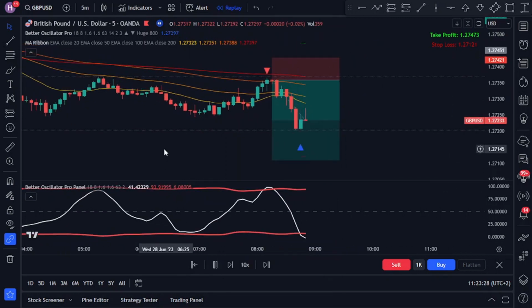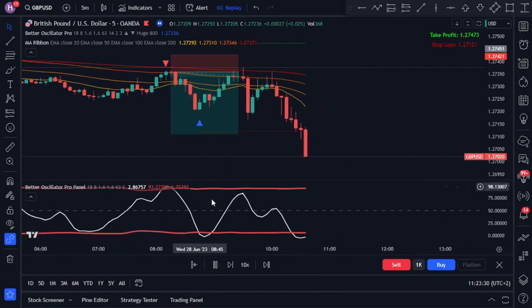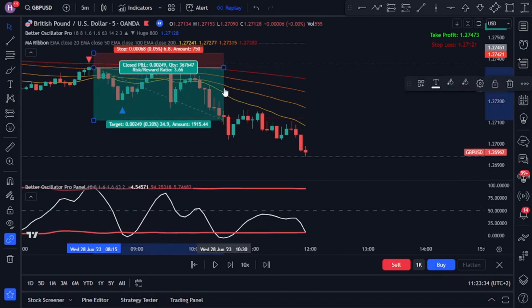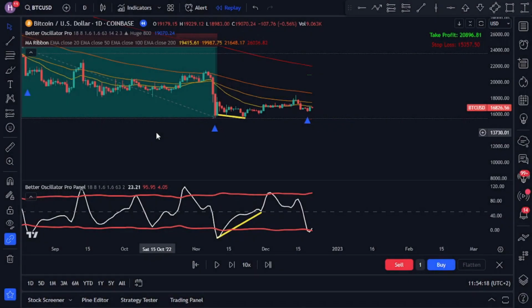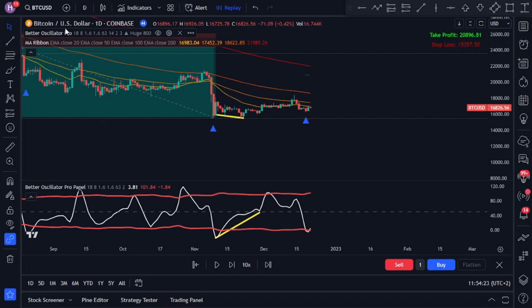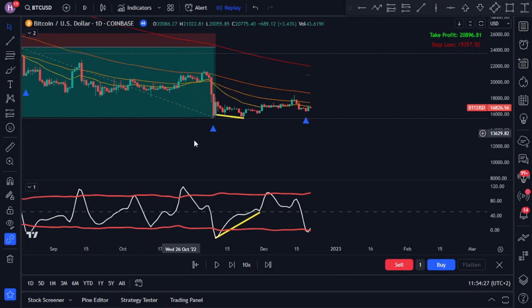Now, let's delve into another way of using the Better Oscillator Pro, which, according to my research, excels as a supreme indicator for identifying divergence and recognizing trend reversals. Let's take a look at an example. On the chart, we have Bitcoin on the daily time frame, and here we can observe a bullish divergence between price and the Better Oscillator Pro.